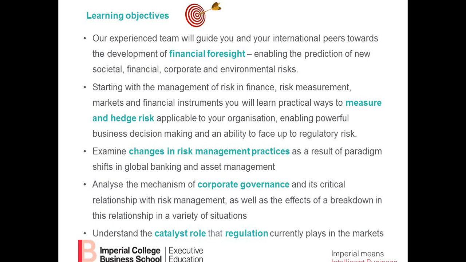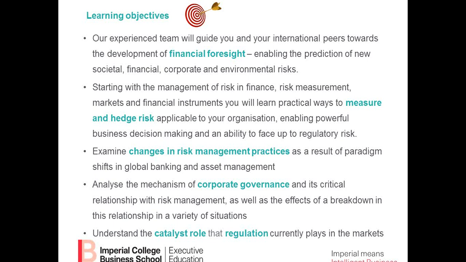To do that, we will cover the basics, introduce you to the statistics, but also the basics of finance, the basics of risk management, how financial markets work, and we will cover the major asset classes, equities, bonds, commodities, but also foreign exchange, introduce derivatives instruments, and explain how they can be used to hedge financial risks. And finally, we will also discuss paradigm changes in global banking and asset management and financial services firms.